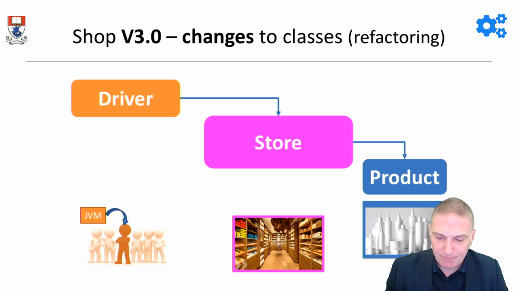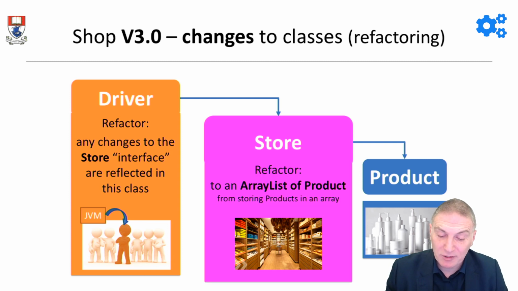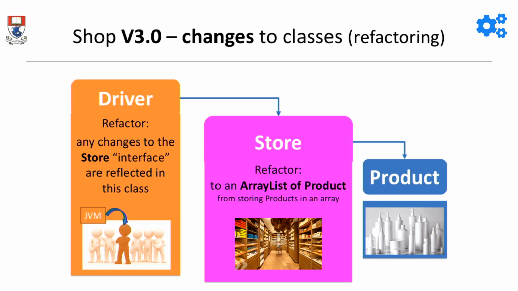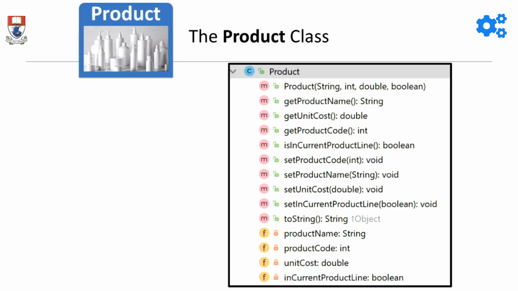Okay, so driver is going to be refactored. Any changes to the store interface are going to be reflected in this class. Store also has to be refactored to include an array list of product, from storing products in an array. And again, product won't have any changes this time out. So let's take a look at product. No changes, but this is what it looks like.